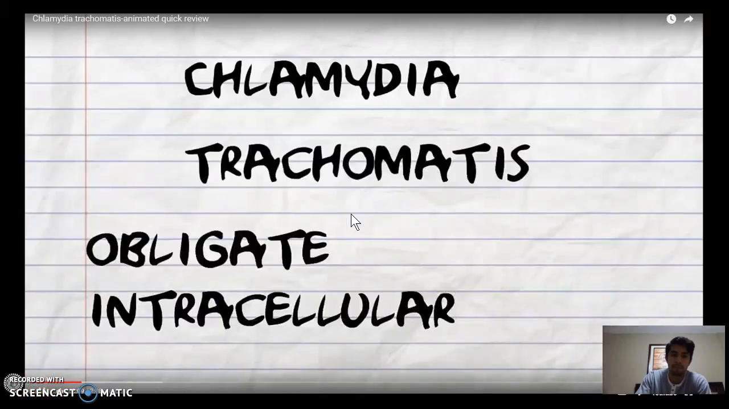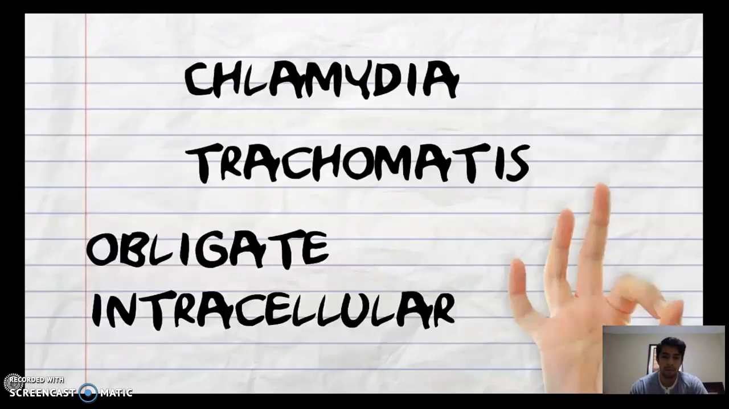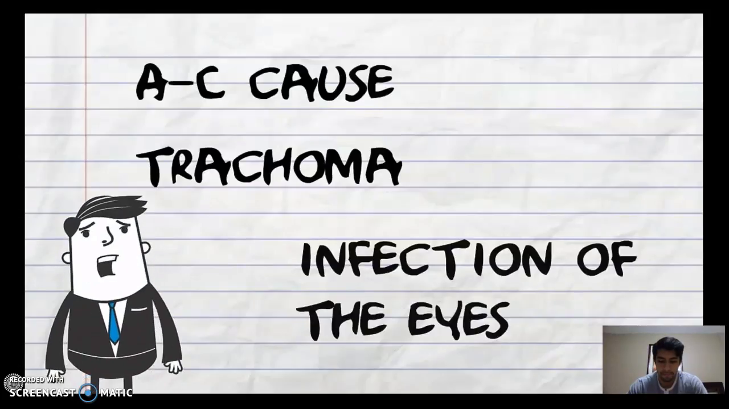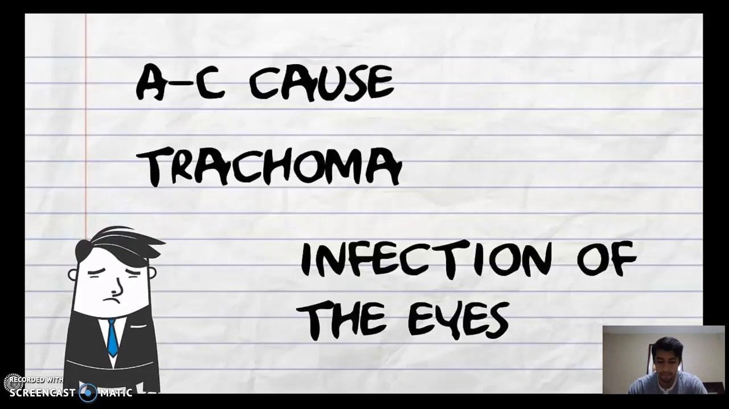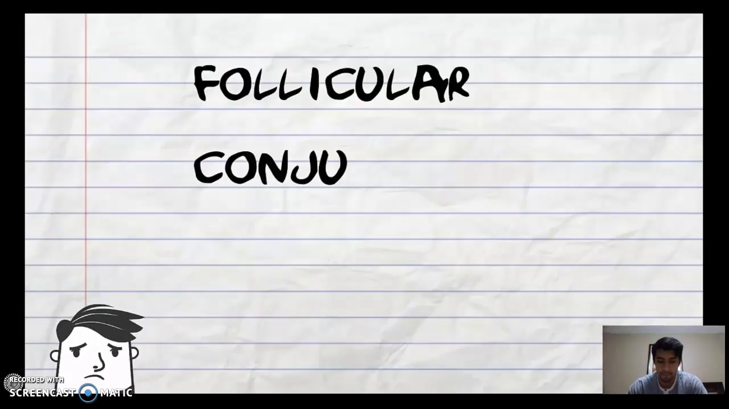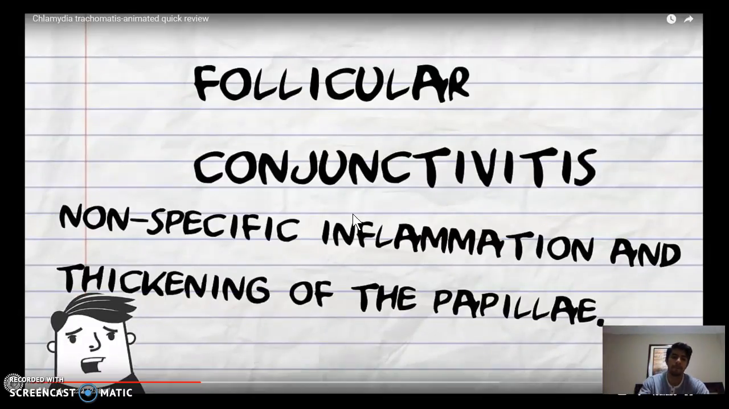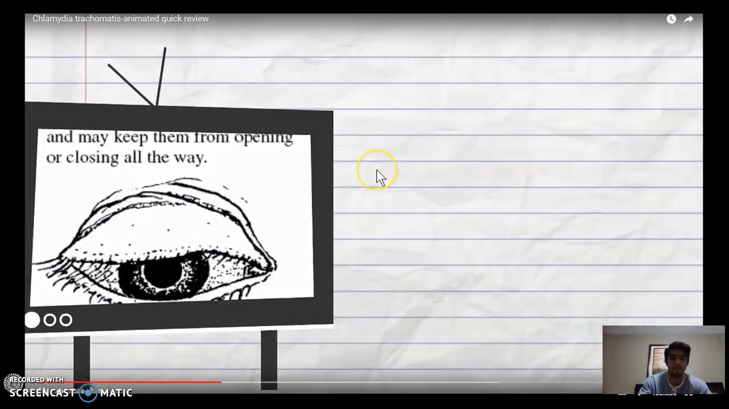It is a human pathogen that has 3 human serovars that cause disease. Serovars A to C cause trachoma, an infection of the eyes that produces a characteristic roughening of the inner surface of the eyelid. Individuals commonly experience symptoms of follicular conjunctivitis and non-specific inflammation and thickening of the papillae. Chronic inflammation can lead to scarring of the eye.